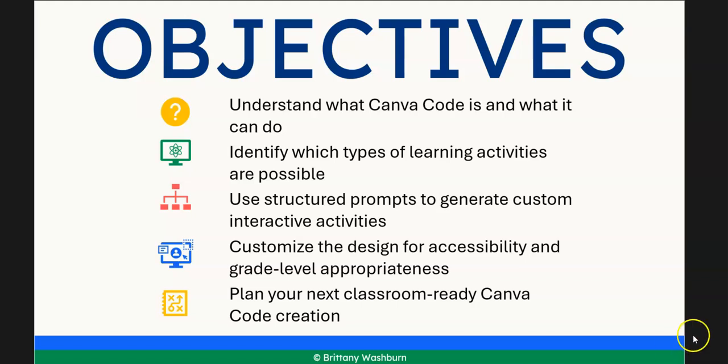All right, let's talk about what we are actually going to go through in this training. I want you to understand what Canva Code is and what it can do, understand all the different types of learning activities. And honestly, I'm going to share 40 of them with you, but there's probably even more possible. I came up with a 3-step structured prompt formula that I will share with you, and we'll go through it together. And then talk about how to customize the design for accessibility and grade level appropriateness, and also cross-device compatibility to make sure that you have everything that you need, and I've got some templates for you there. And then how to plan out your next or your first classroom-ready Canva Code creation.